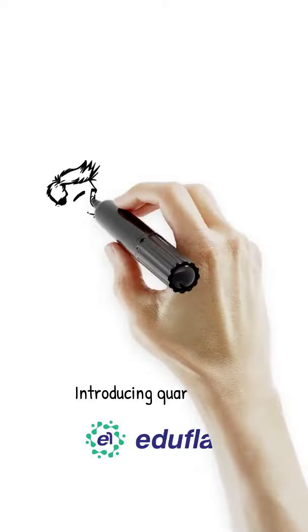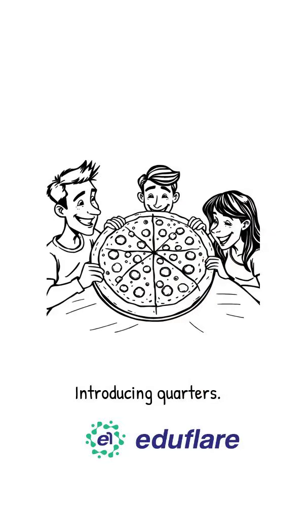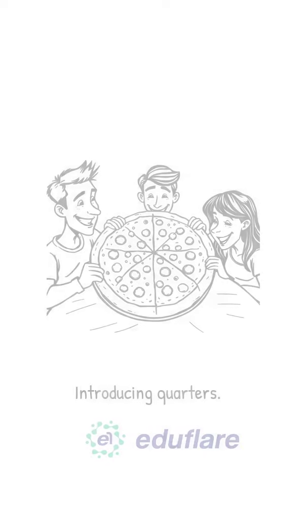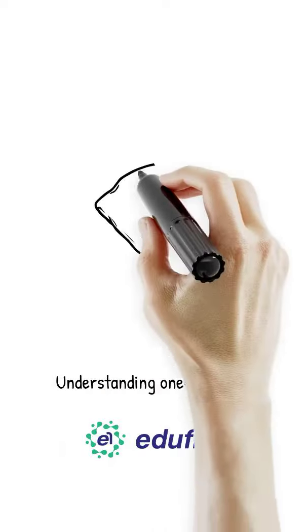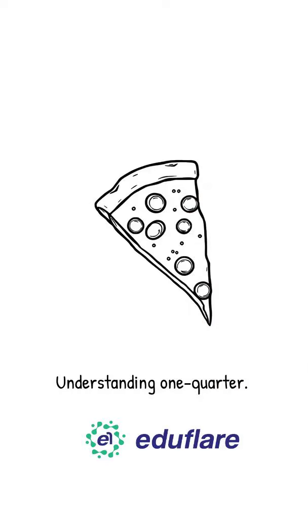Now let's move on to quarters. Imagine you have that same pizza, but this time you want to share it with 3 friends. You can cut the pizza into 4 equal parts. Each of these parts is called a quarter. In fraction form, a quarter is represented as 1/4. This means each person gets 1 out of the 4 equal parts of the pizza.